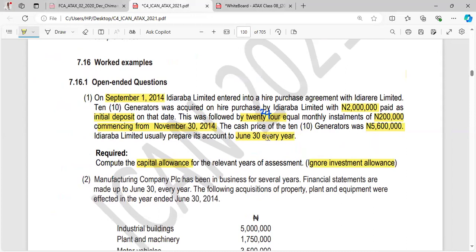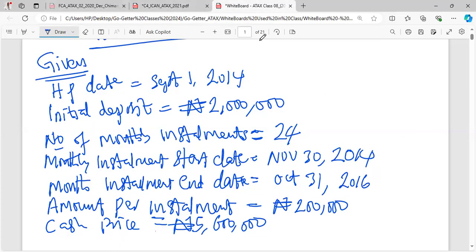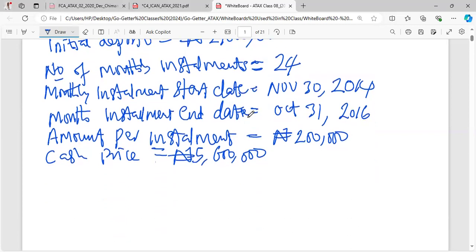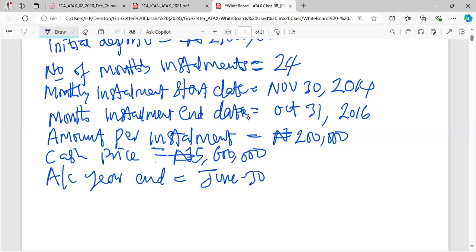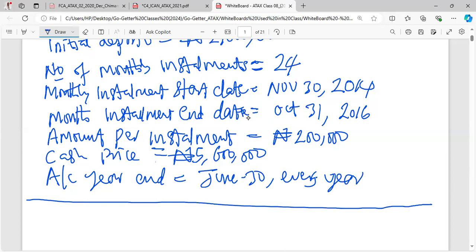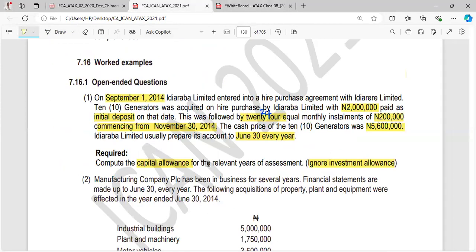usually prepares this account June 30 every year. So the account year end is June 30 every year. So these are the things that we are given. So it means that we are told to look for the tax, what do they call that again? Capital allowances for the relevant year.